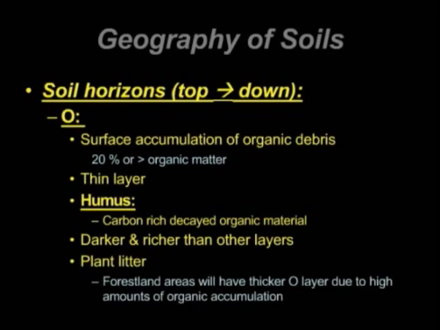Finally, forest land areas will have a thicker O layer because you have more dead and dying things in a forest land than a grassland area. We'll look at this more closely at the end, but forest land areas just have a thicker O layer than grassland areas because of the high amount of plant litter, especially.